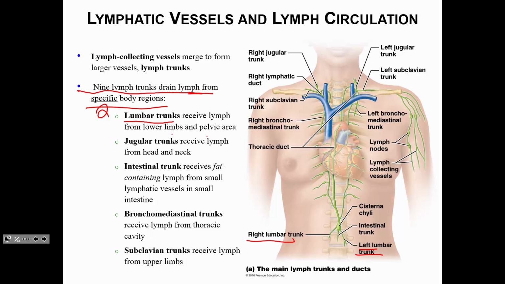Okay? All right, and that's easy. But lower limbs, pelvic area. Right lumbar trunk going to the right leg and the right side of the pelvis. Left lumbar trunk going to the left leg, left side of the pelvis.